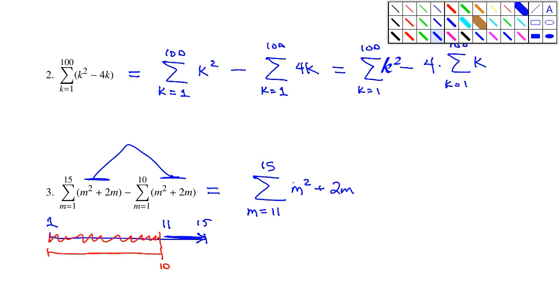Notice that the index variable was an m this time. Again, it doesn't matter. A lot of people use k's, a lot of people use i's, but sometimes that gets confusing if you're dealing with imaginary numbers as well. And k's are the usual go-to one.